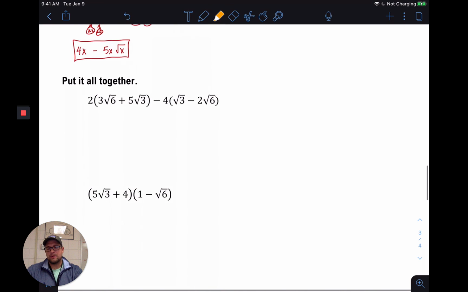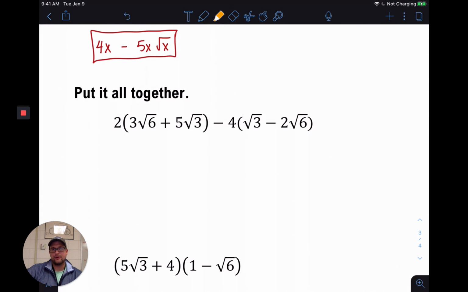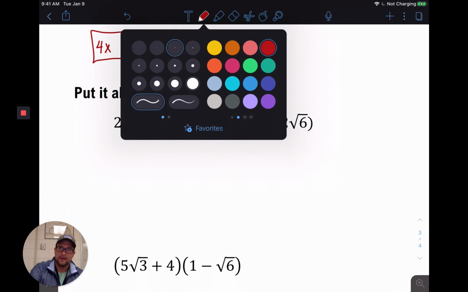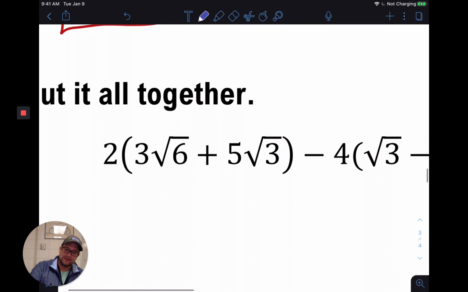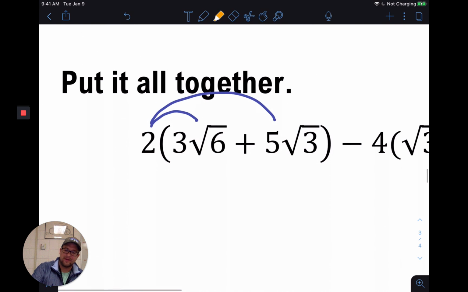All right, last 2 problems we have here. We really got to put it all together here because we're asking you to multiply and add and subtract and simplify all at the same time. These are the problems that we're really here to work on. So, in order to do this, we can see right here that we have a distribution that needs to happen. That 2 needs to get distributed to both of those 2 terms. Now, that 2 is an outside number. So that 2 can only affect the 3 and the 5 here. It's not going to have any impact on the inside radicands. That's the 6 and the 3.